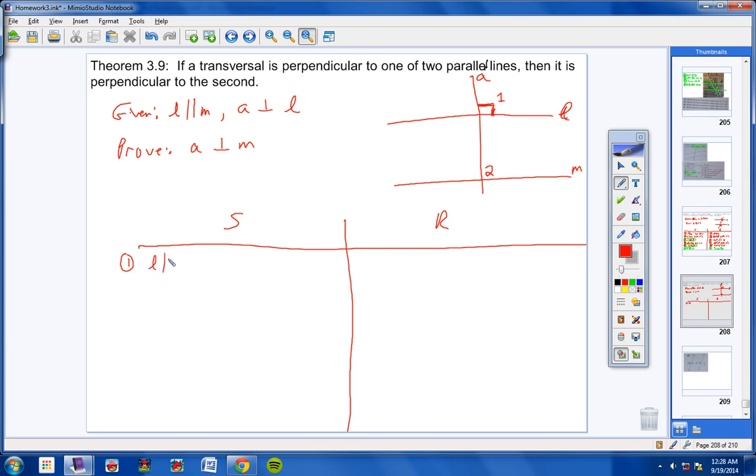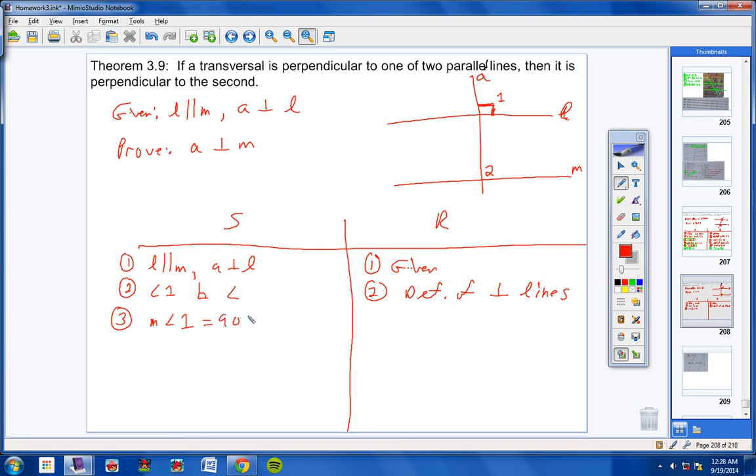I'm going to put L is parallel to M, A is perpendicular to L, and that's your given. Now next, I'm going to state angle 1 is a right angle. How do I know that? Definition of perpendicular lines. Remember, if two lines are perpendicular, they form a right angle. So next, I'm going to state the measure of angle 1 equals 90 degrees. What's the reason? Definition of a right angle.